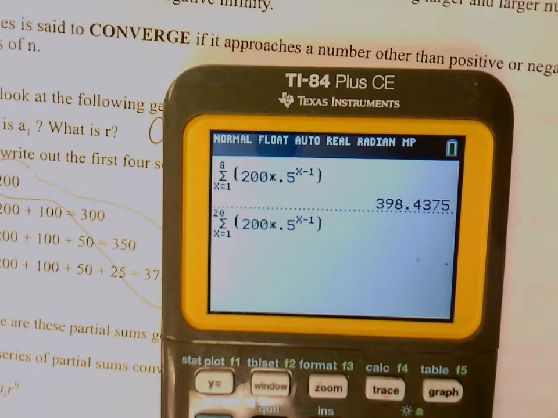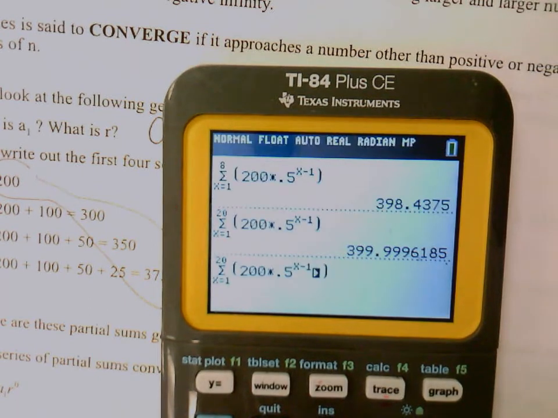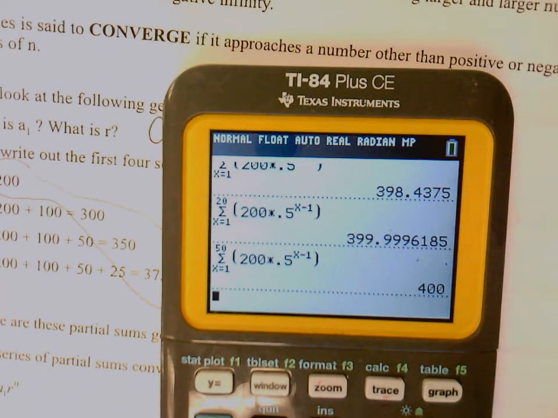So if I go from the 8th partial sum to the 20th partial sum, I'm adding on 12 additional terms, right? That's a lot of extra numbers to add on. And let's look at how much we changed by. We only changed by a couple fractions, right? 398.4 to 399.999. Now, what if I try the 50th partial sum? You don't have to go too far before your calculator says that's too many digits. So by the 50th partial sum, your calculator can't do anymore. It's going to be 399.9999999. Your calculator, it doesn't get to 400, but your calculator says that converges to 400.